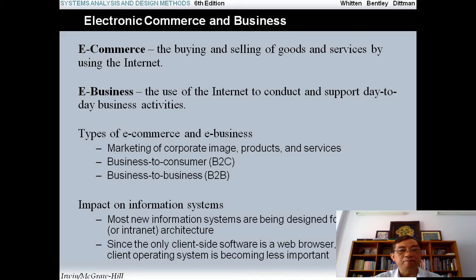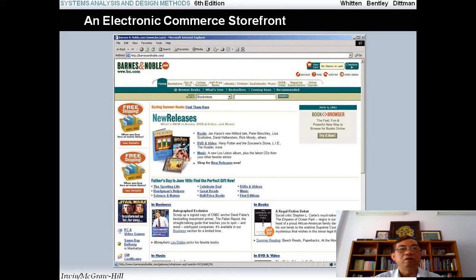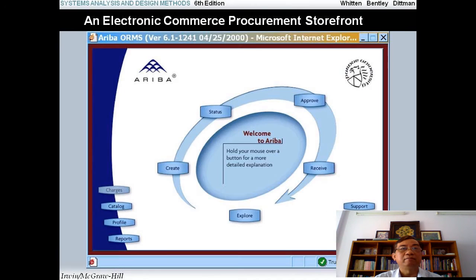Impact on information systems: most new information systems are being designed for an internet or intranet architecture. Since the only client-side software is a web browser, the choice of the client operating system is becoming less important. Here is an example of an electronic commerce storefront website, and in the website you see a lot of items and maybe reviews about the products they sell. And you also see here another example, e-commerce procurement.